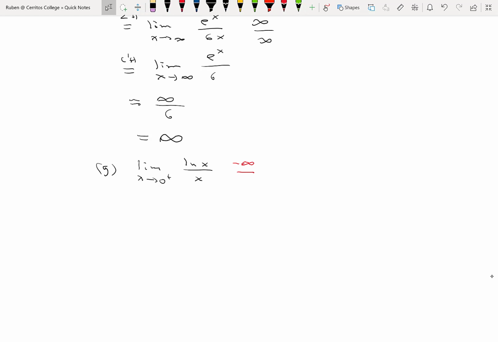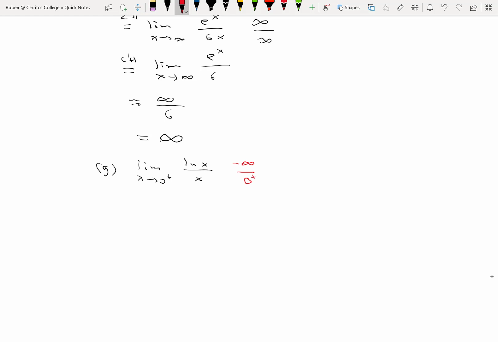Okay, so the logarithm is approaching negative infinity, and x is approaching 0 in the denominator. So this is of the form infinity over 0, 0 from the right, if you will. Well, let's mess around with that fraction. It's not really a fraction because you can't have 0 in the denominator and you can't have infinity in the numerator. But let's mess around with it a little bit.